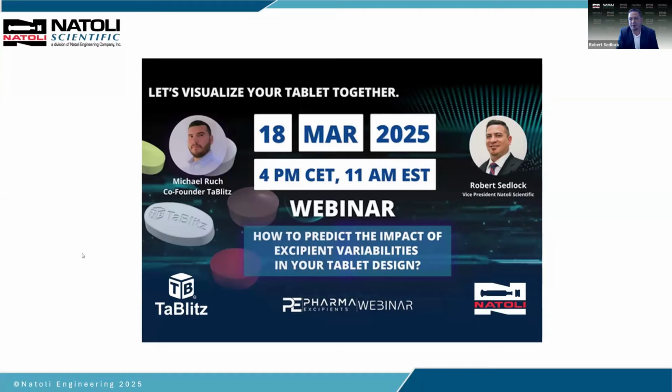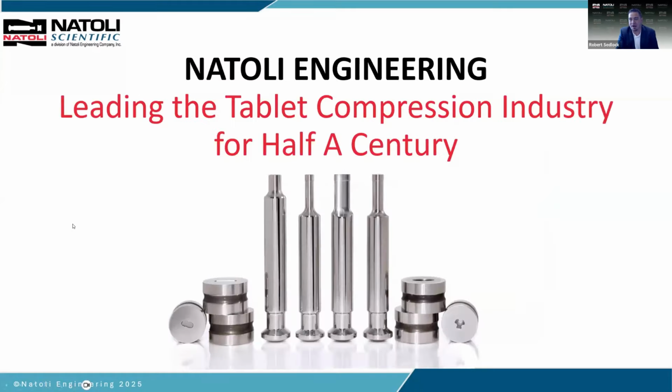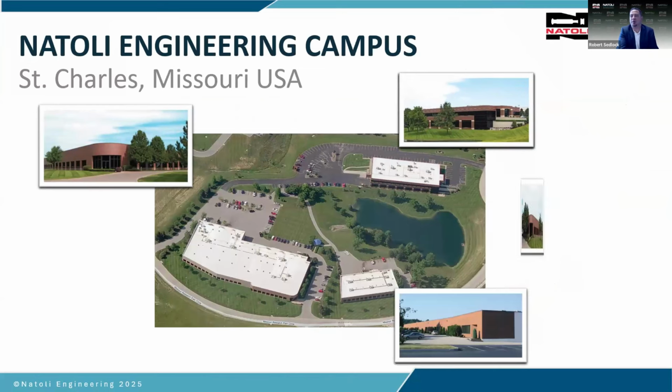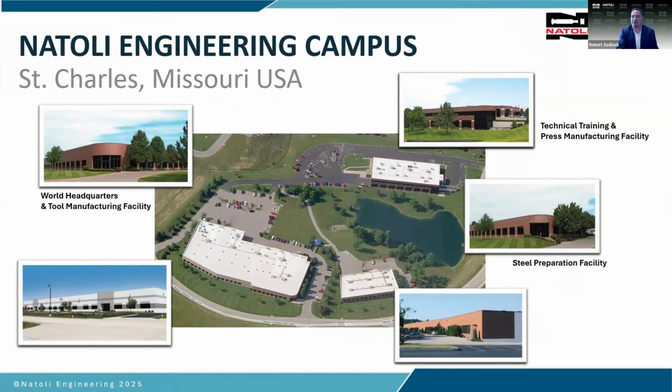So just a quick background here. You probably know Natoli Engineering for tablet compression tooling and tablet presses. Over 50 years as a global company providing services to the pharmaceutical, nutraceutical, dietary supplements, food, and industrial industries. So this is our campus in St. Charles, Missouri, where we manufacture our punches and dies and our tablet presses. Training center, our encapsulation parts and equipment are here as well.